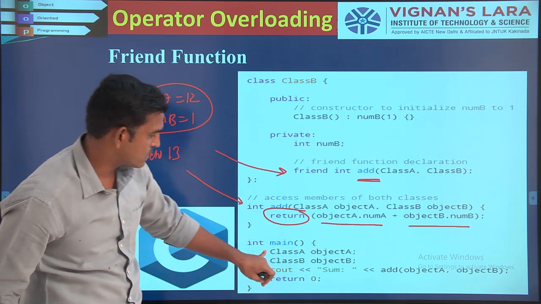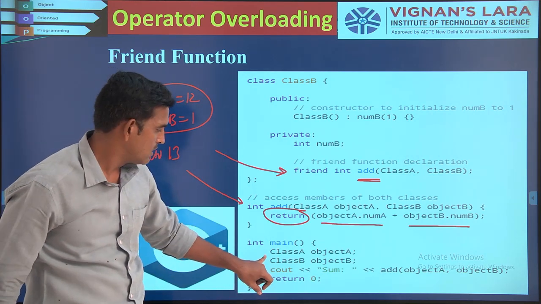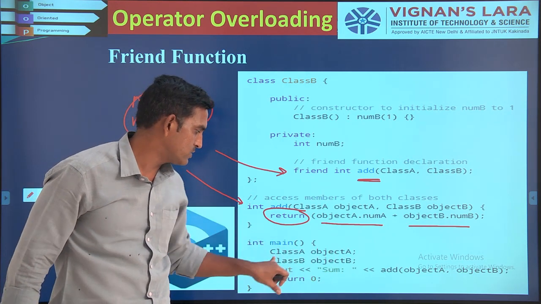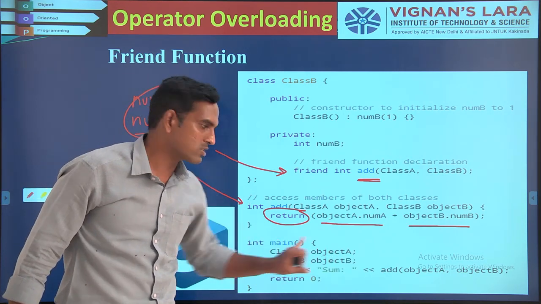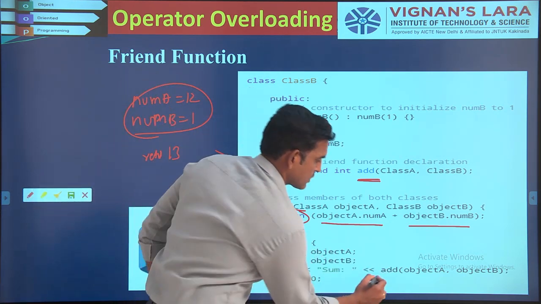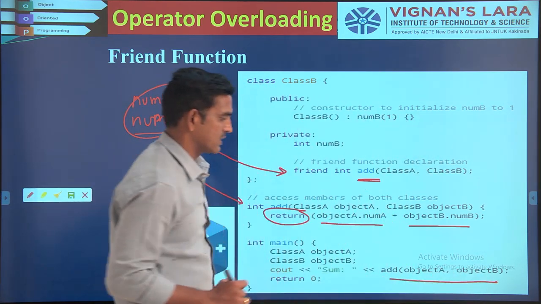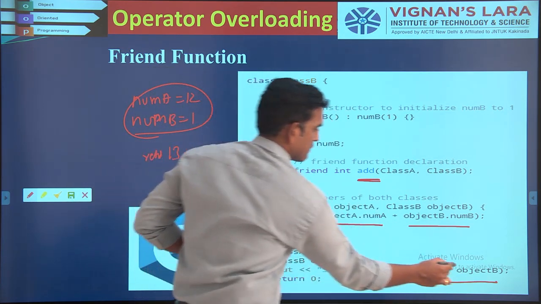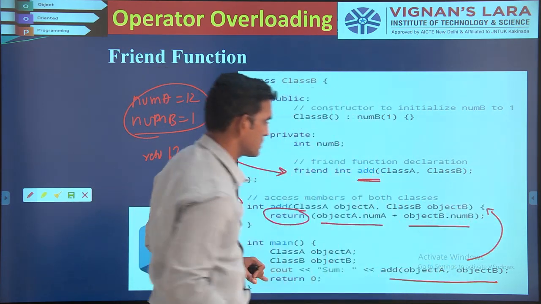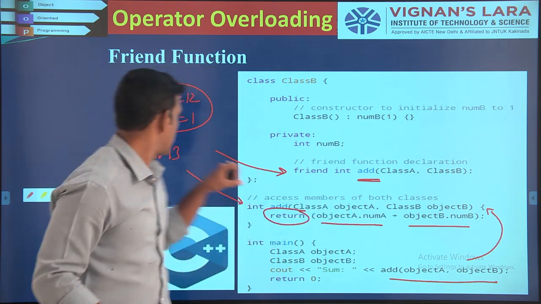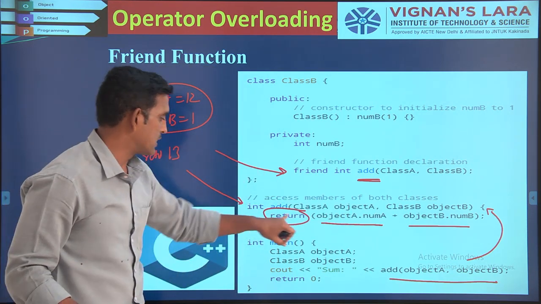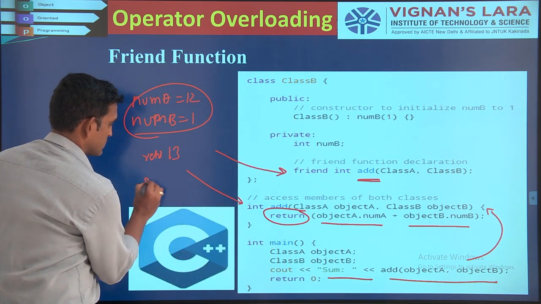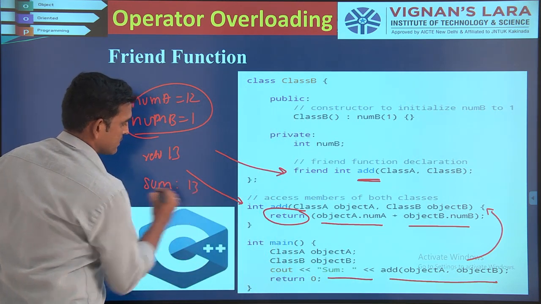So if you see the class, that is main, first I am creating the first class object, that is class A's object. Then I am creating class B's object. What I am doing? I am calling the particular add function, add of object A comma object B. When this particular function is called, it will go to this place and it will add both values, that is 12 and 1, and it will return the 13 value. So your output will be sum 30.